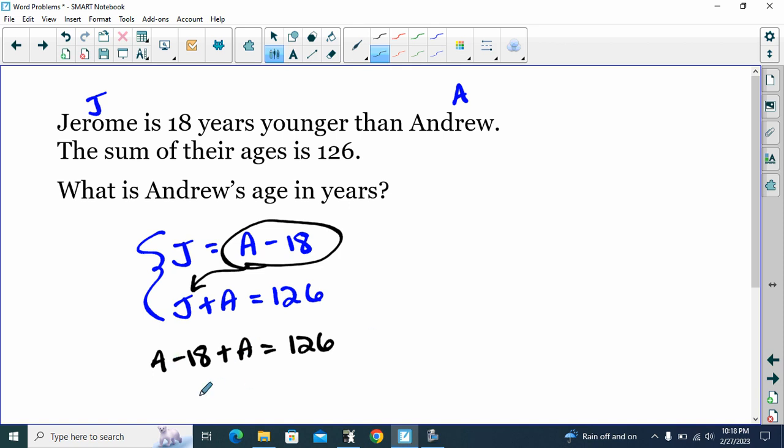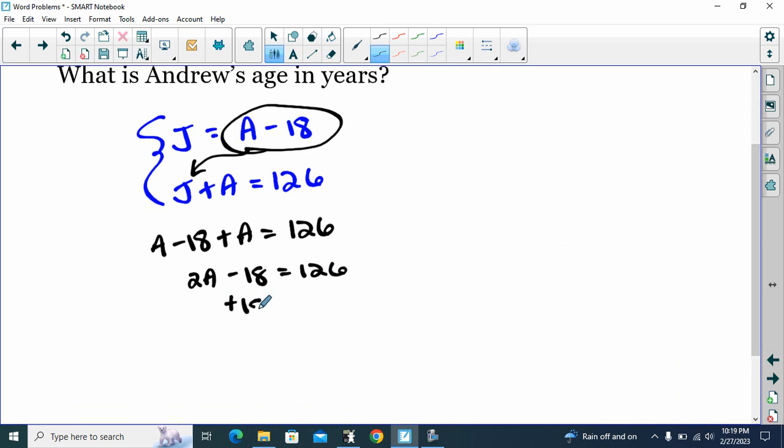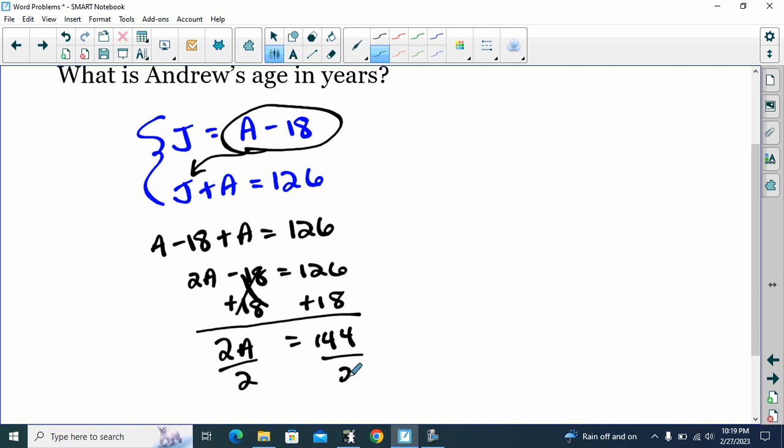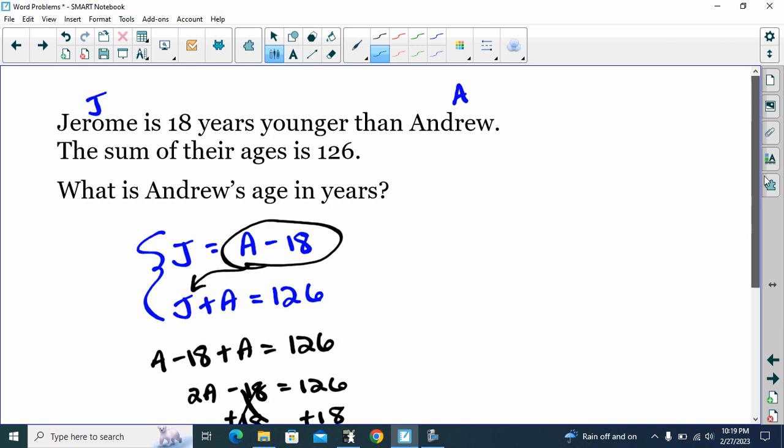Combine like terms, A plus A is 2A. Add 18. 2A equals 144. Divide both sides by 2. And I get A equals 72. A is 72. A is Andrew. So Andrew is 72 years old. That's all it asked. What is Andrew's age?